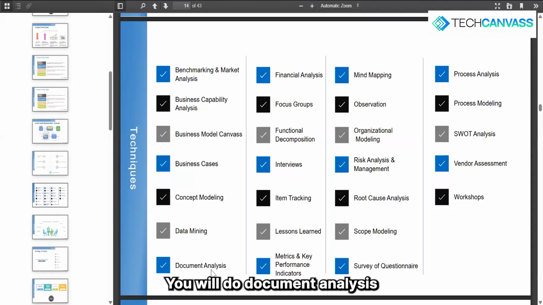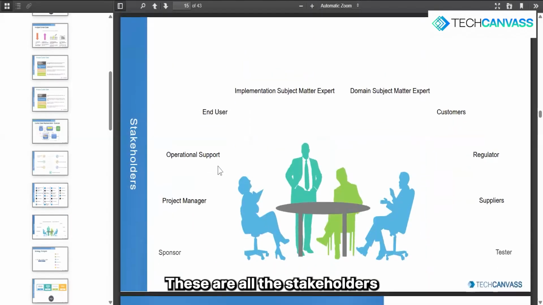You will do document analysis, interviews with your stakeholders, maybe with external stakeholders as well. In business cases, these are obvious things here. These are all the stakeholders, literally all the stakeholders are here. Okay, not literally, but in fact, all the stakeholders are here. This consists of all the BU depictors.